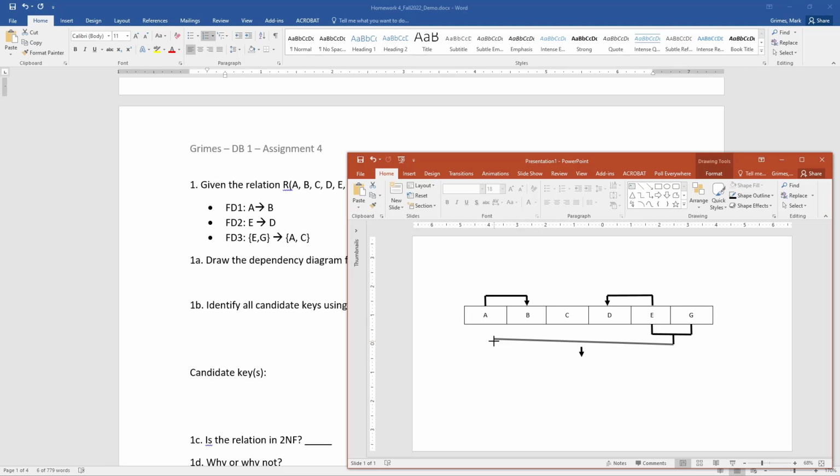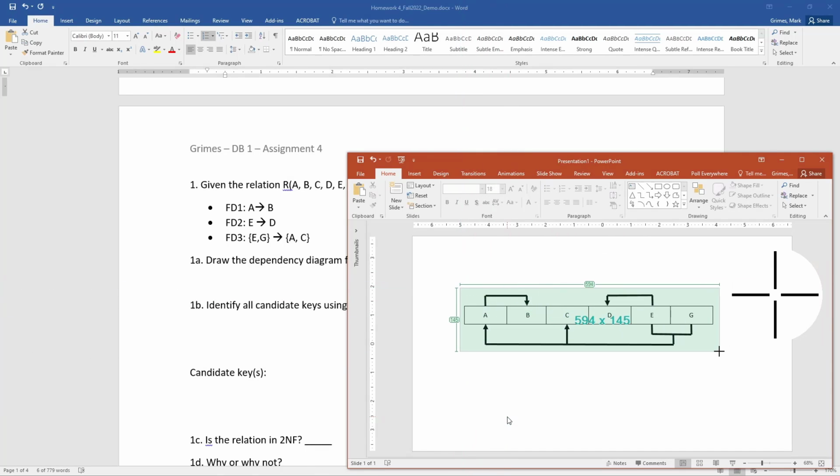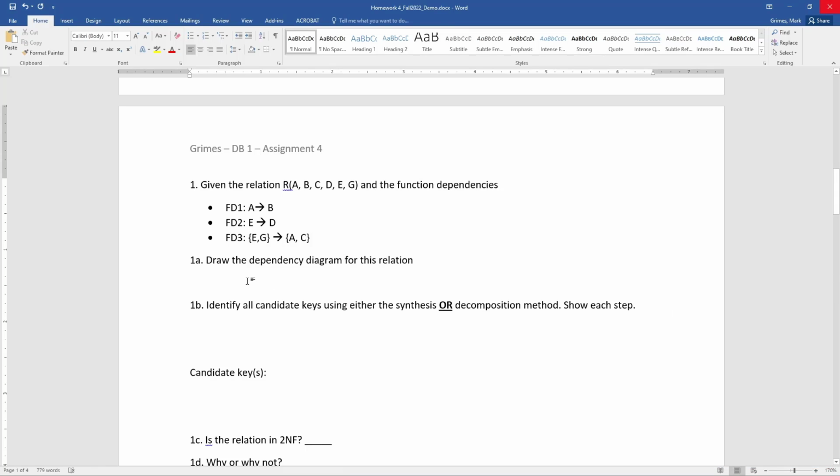We say E, G functionally determines A, C. All right, so now we have functional dependency 1, A determines B, functional dependency 2, E determines D, and functional dependency 3, E, G together determine A and C. So now we have our dependency diagram. I'm going to take a screenshot of this and paste that into my document.